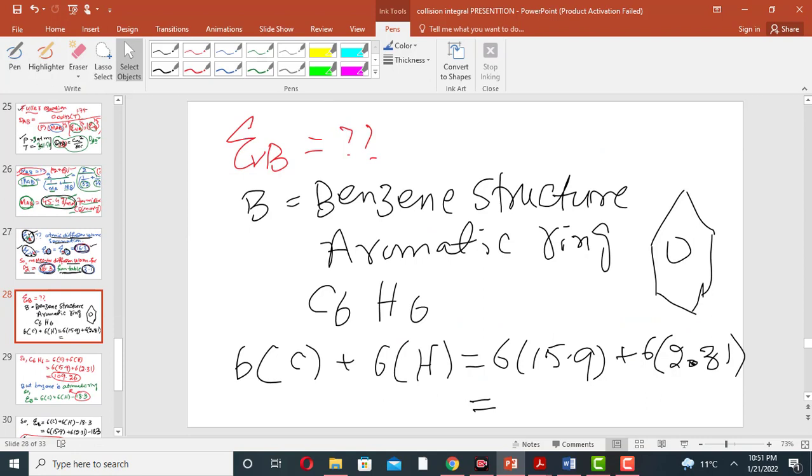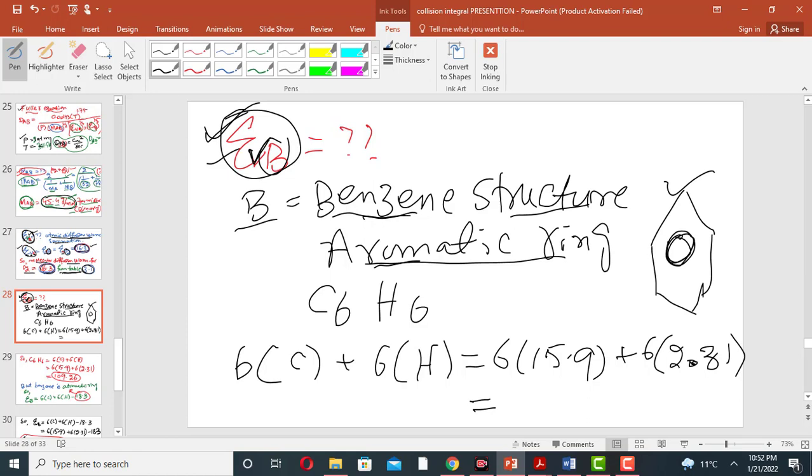Now the diffusion volume for the benzene, this is the structural diffusion volume, the summation of diffusion volume for the benzene, where B is for the benzene component. Benzene is a structural compound, it is also called aromatic compound because it is aromatic, with alternate single and double bonds. Its molecular formula is C6H6, and the benzene molecule consists of 6 atoms of carbon and 6 atoms of hydrogen.